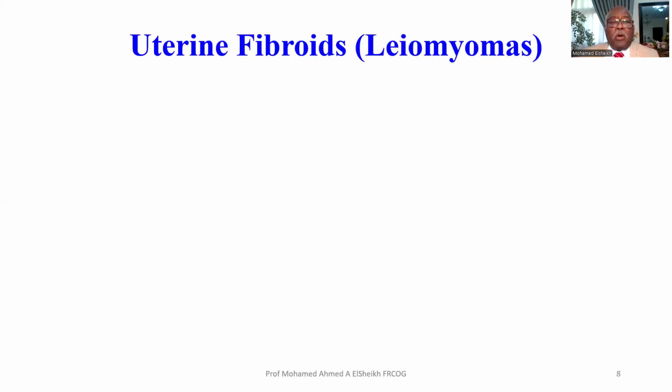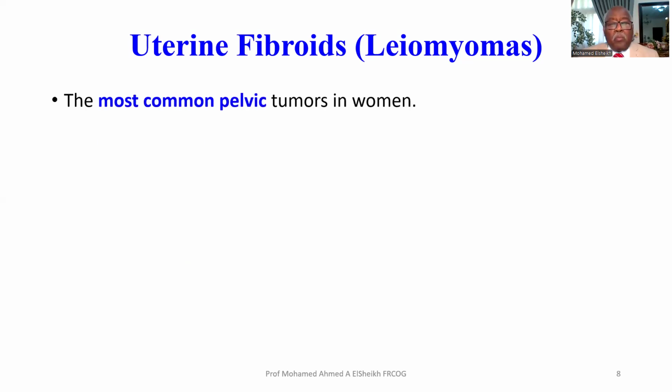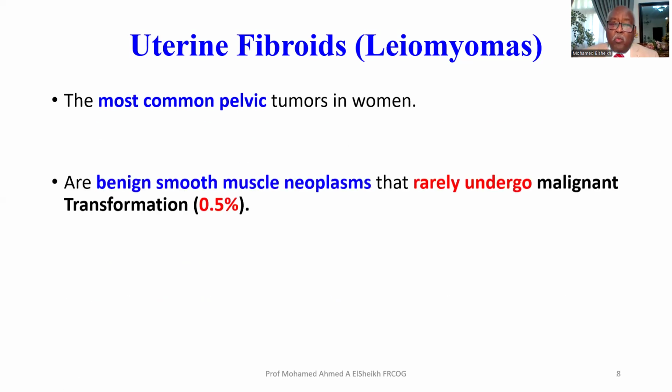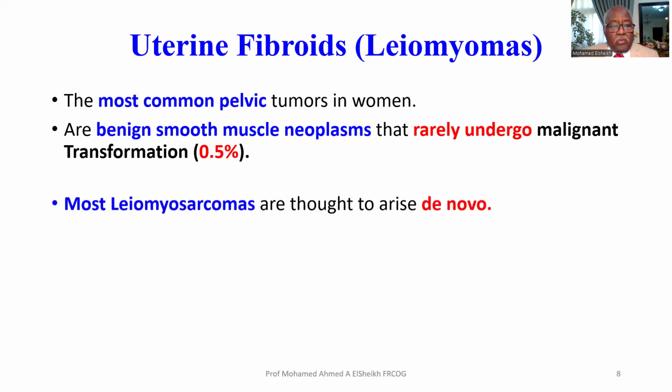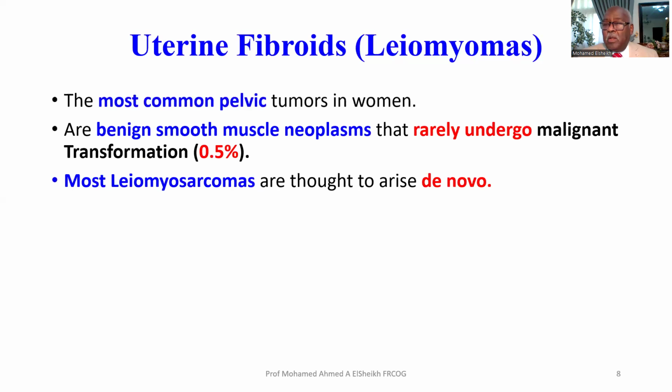So let us talk about what we mean by uterine fibroids or leiomyomas, same name. It is the most common pelvic tumor in women. It is a benign smooth muscle neoplasm. Rarely undergo malignant transformation, about 0.5% of them. So usually they are benign. In a very rare situation, they could go for malignant changes. Most leiomyosarcomas are thought to arise de novo. That is to say, they are not complications of the fibroids.